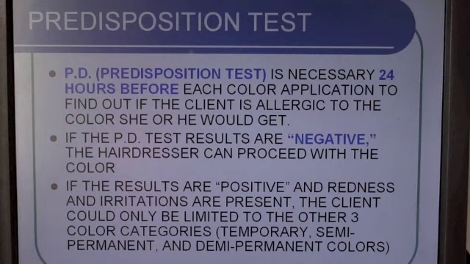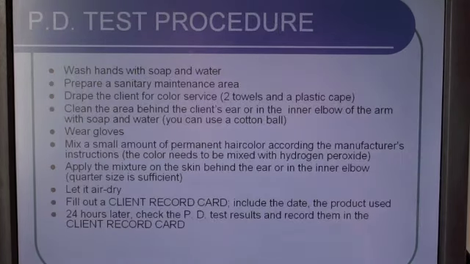Predisposition test. PD test, predisposition test, is necessary 24 hours before each color application to find out if the client is allergic to the color she or he would get. Okay? So for state board, you are going to administer a PD test. If the PD test results are negative, the hairdresser can proceed with the color. But if the results are positive and redness and irritations are present on the client's skin, the client could only be limited to the other three color categories, which are temporary, semi-permanent, and demi-permanent colors.